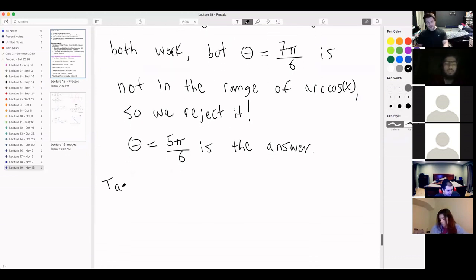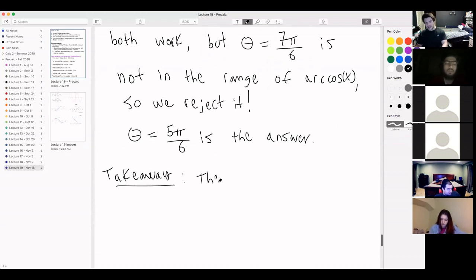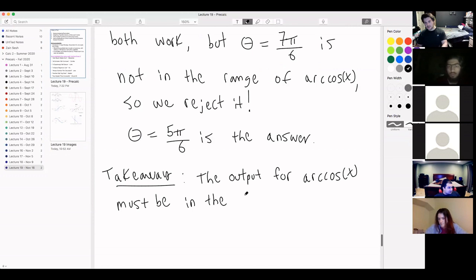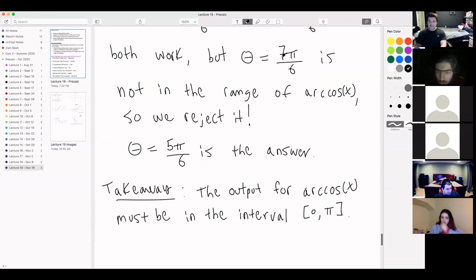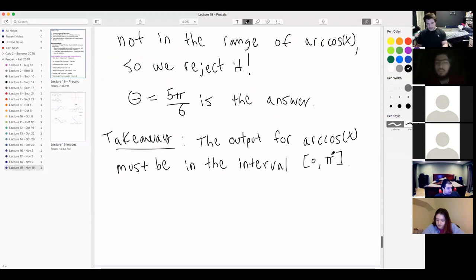And again, the takeaway here is that the output for arc cosine must be in the interval 0 to pi. That was the range of our arc cosine function. It was 0 to pi, and 7 pi over 6 is not in that interval. So we reject it, but 5 pi over 6 is, so we can keep it. All right, so that's that.